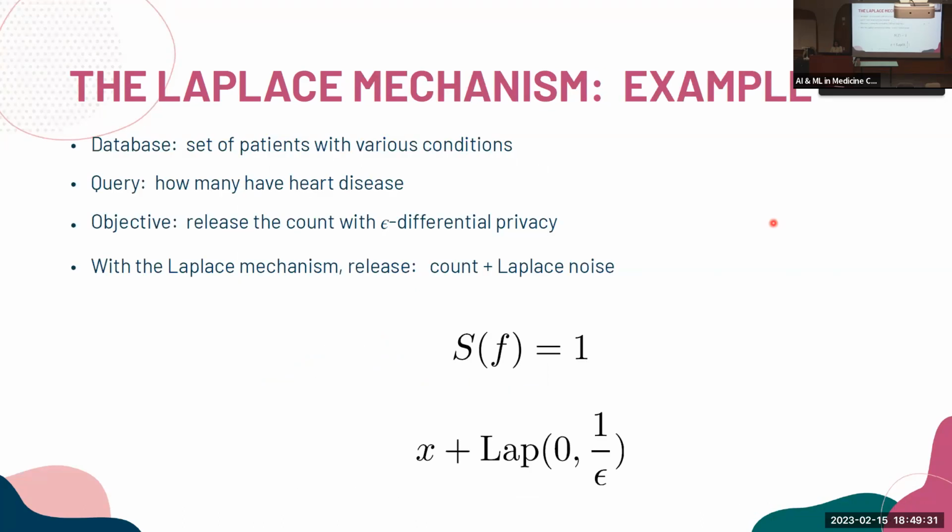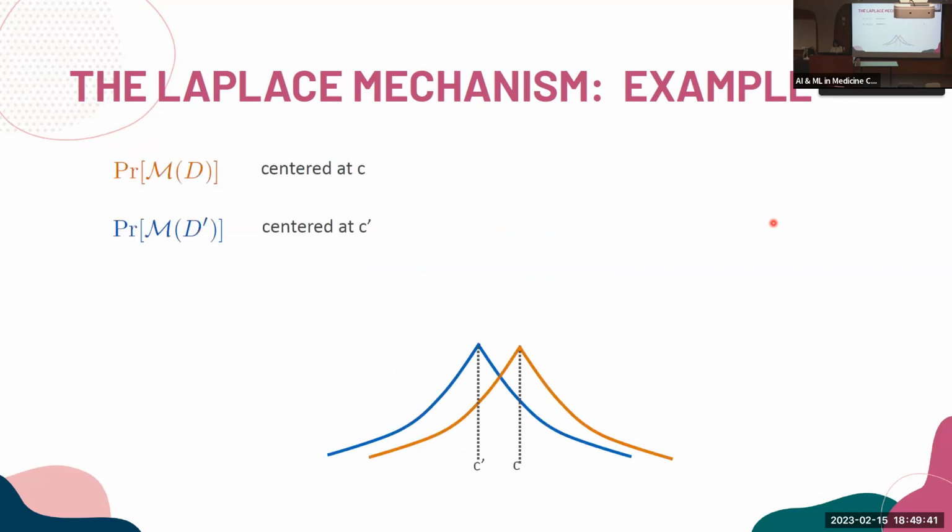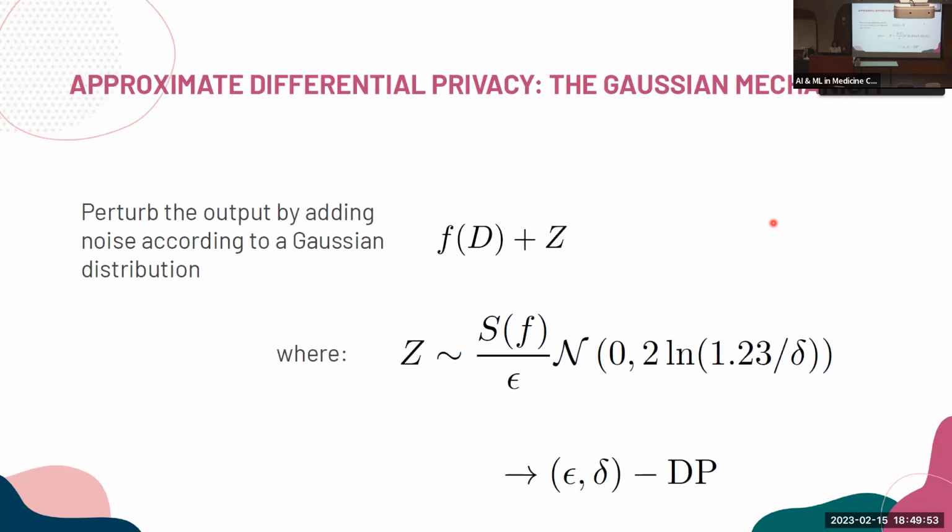This is just an example for a very simple count query. You would just add Laplace noise with the shape parameter 1 over epsilon. Okay, and this is just a demonstration sketch of the proof to show that this Laplace mechanism does verify the definition of differential privacy, but I won't go into the details here, since the proofs are probably not of main interest to you.